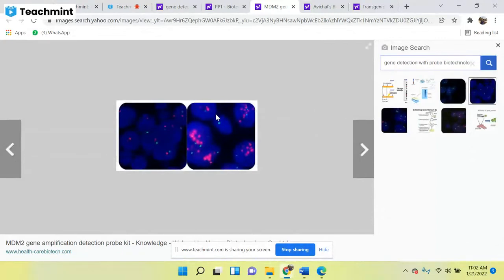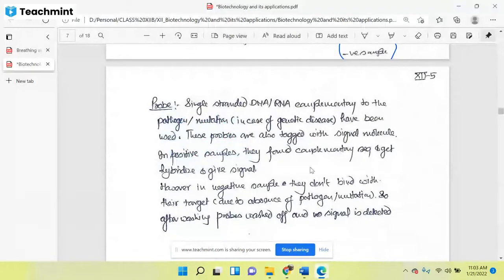Since the probe has not got its own complementary sequences, it will not ultimately attach to the DNA of that tissue, and it will be washed off, so it will not give any signal. Got it? So by this probe procedure, we can detect any genetic disease. Again, it is a nucleic acid based detection procedure.